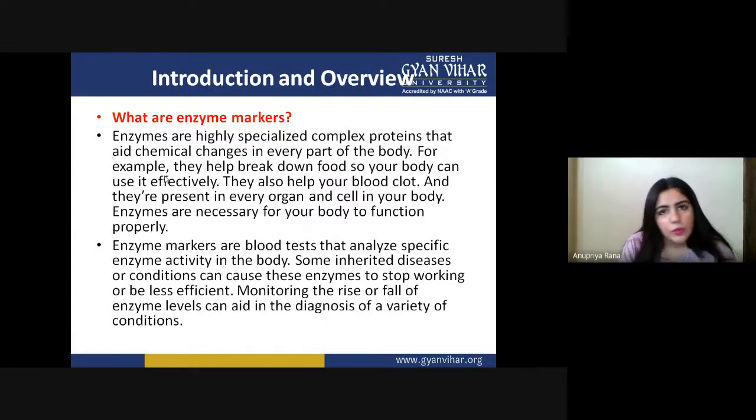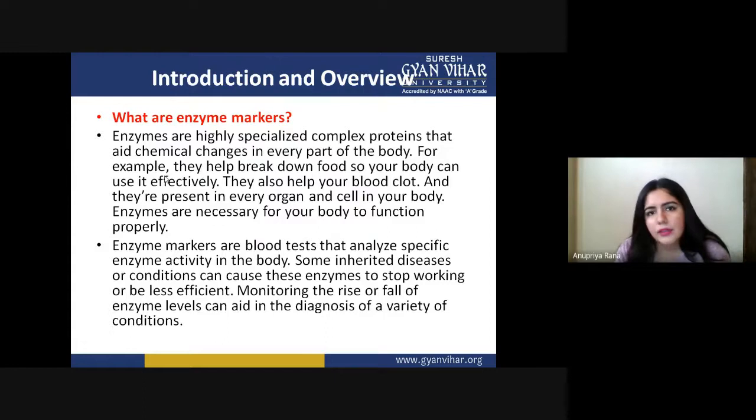They are not responsible for physical change. Whatever changes they make, most of them are irreversible. For example, they help break down the food. There are several cycles that happen inside our body: the Krebs cycle, pentose phosphate cycle, glycolysis, and gluconeogenesis.